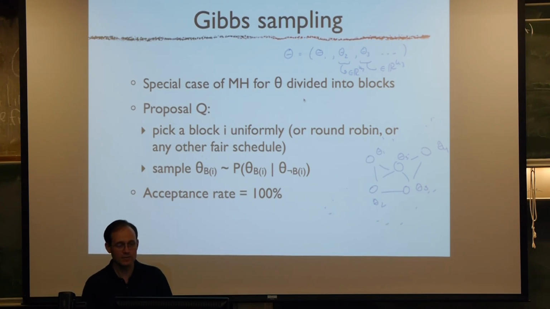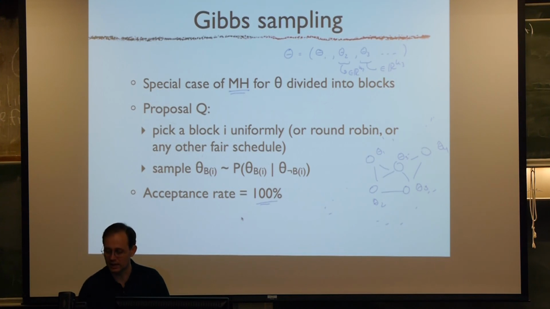Saying that again, Gibbs sampling is for a parameter vector divided into blocks. What you do is you fix all but one block, compute the conditional distribution of that remaining block, and sample from that conditional distribution. And it turns out that this is an instance of Metropolis Hastings. Maybe not obvious that it is. And also, if you go through the formulas, it's got an acceptance rate of 100%, which is nice, right?